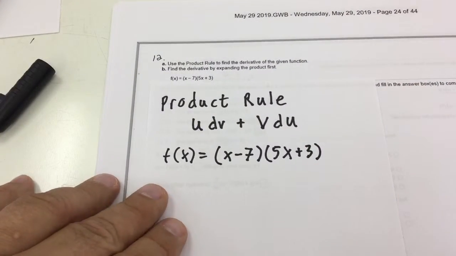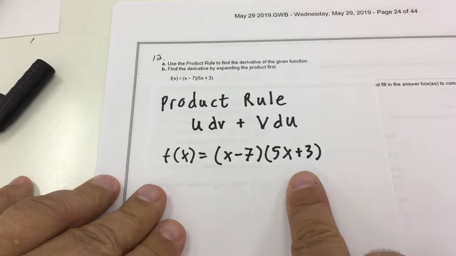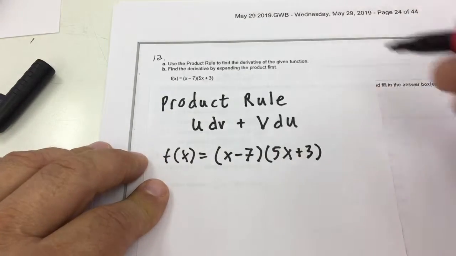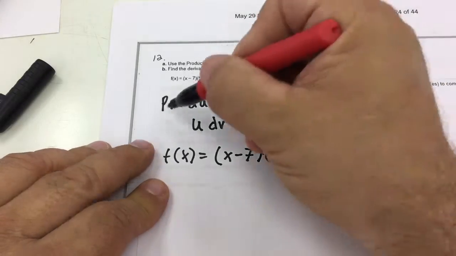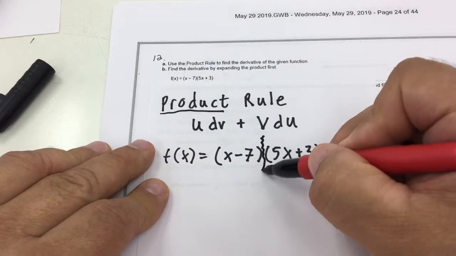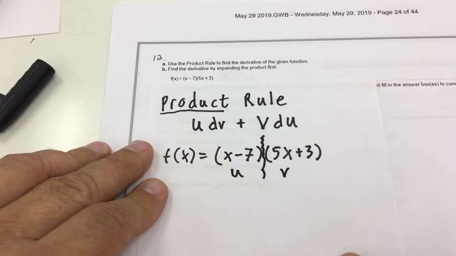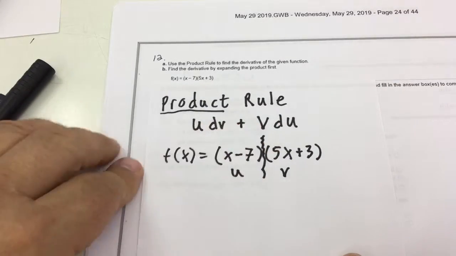So I'm going to implement the product rule. They want me to multiply x minus 7 times 5x plus 3. What they actually want me to do is find the derivative using the product rule. First thing, notice that I'm multiplying two items, so that means I use the product rule. I'm going to crack it down the middle like an egg, and label the first item as u, and the second item as v. I'm going to use this rule, u dv plus v du. That is the product rule.